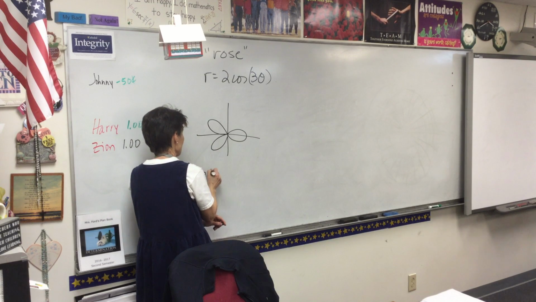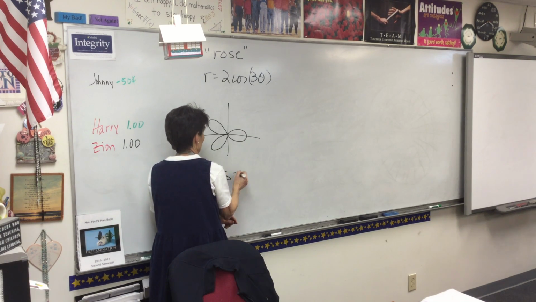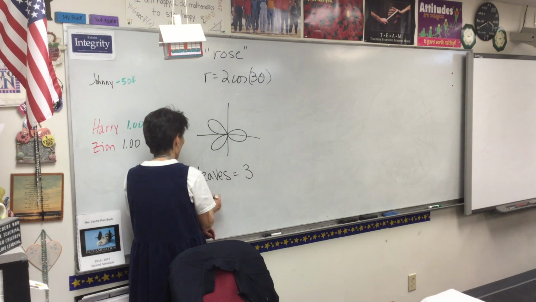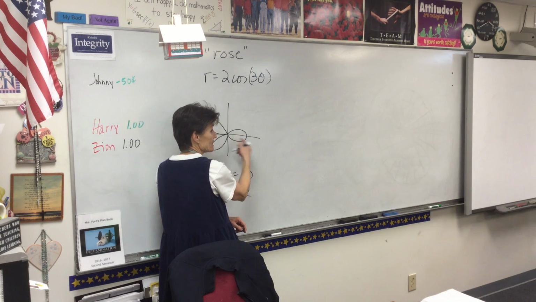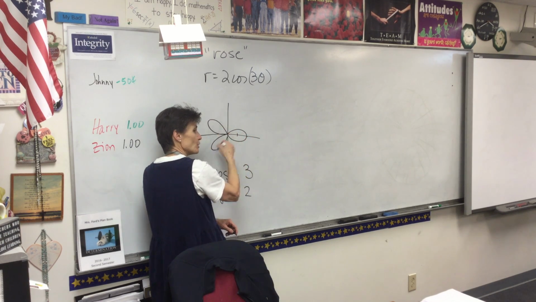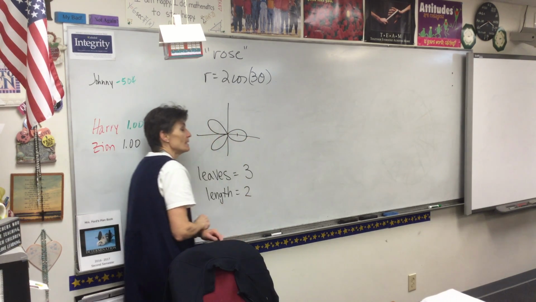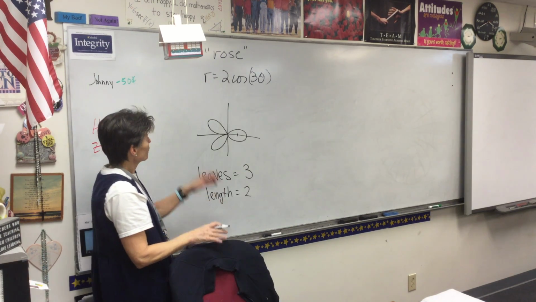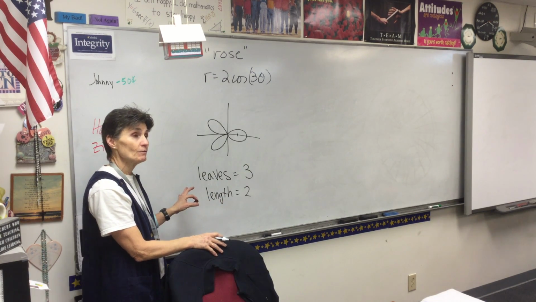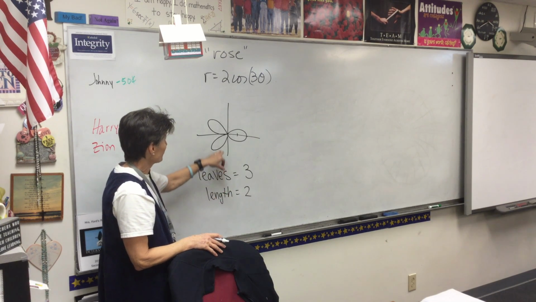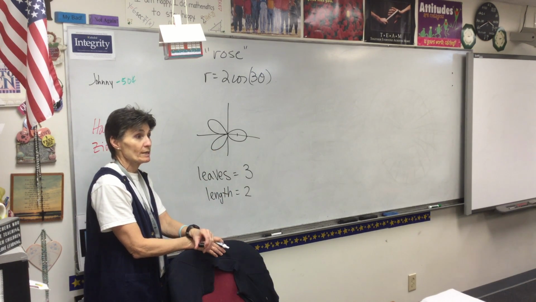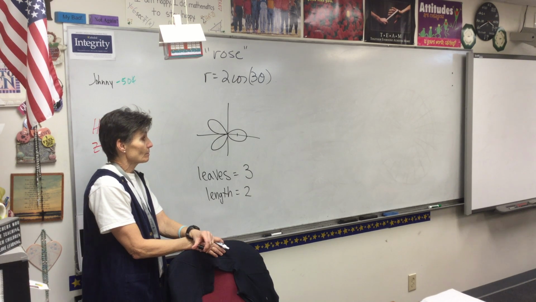How many leaves does it have? 3. How long are those leaves? 2. This one you can easily tell because it's going out 2 units. These are a little harder to tell, but that one you can tell. It's 2 units. So for this particular curve, the length of the leaves is 2, and the number of leaves is 3.